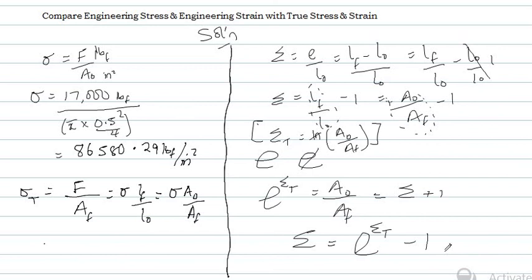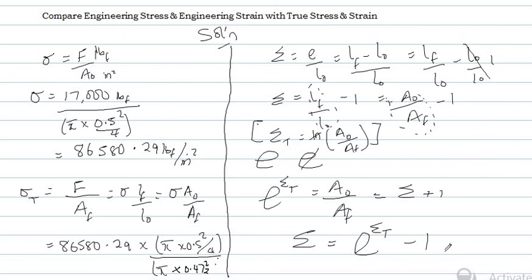So in this case, our true stress will be equal to our engineering stress, that's 86,580.29, multiplied by our original area over final area. Our original area will be pi times 0.5 squared over 4, while our final area will be pi times 0.472 squared, divided by 4.